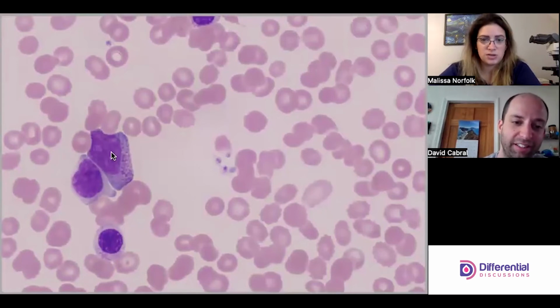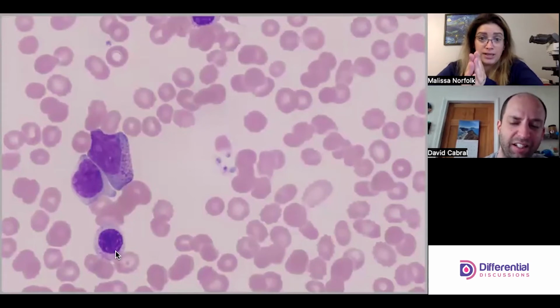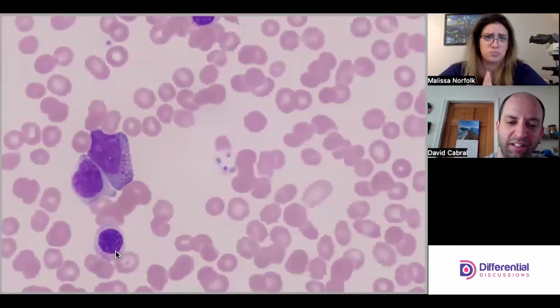Okay, I can see that, because this is a pro. This looks like it's between that myelo and meta line. Yep. So then we'd go with a meta, even though the nucleus is perfectly round.